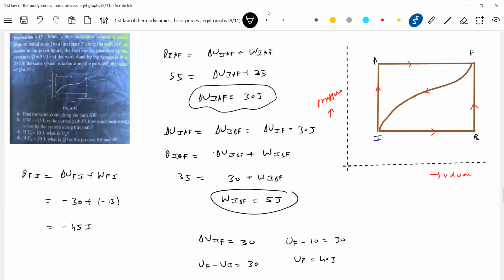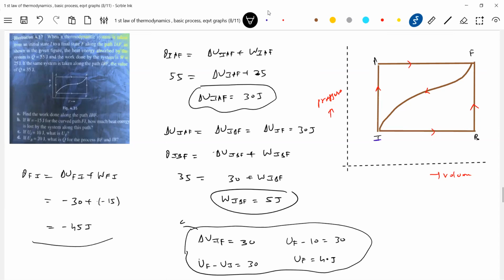So what is the Q for the process BF and IB? So now it is entering into this one. So I'm coming for option D. So this is the relation for option C. Option B. Okay. Now come for the last option. If U_B equal 20 joules, what is Q for the process BF and IB?